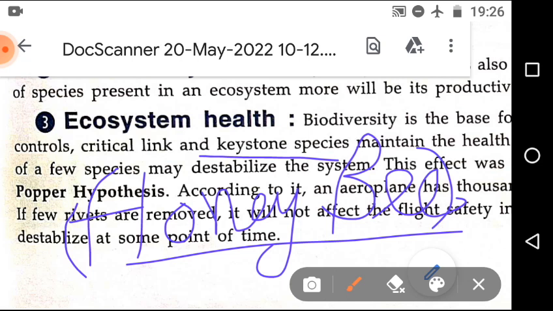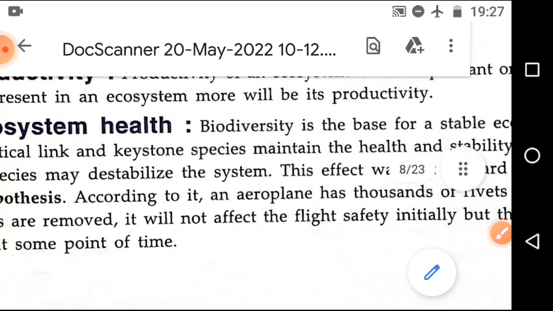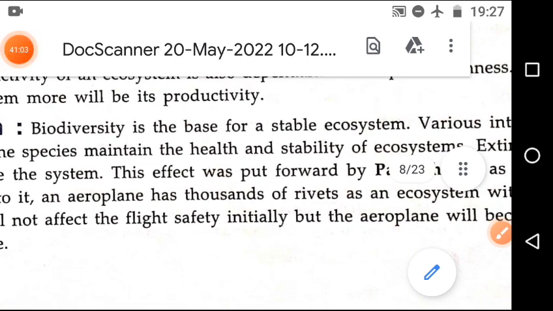Then there are other keystone species also, like your Royal Bengal tiger. Royal Bengal tiger is an important keystone species because it is maintaining the population of the deer and the other grazing animals in Sundarbans and other places. Okay, so these four things, that is feedback controls, interaction among the species, critical link, and keystone species, maintain the health and stability of the ecosystem.